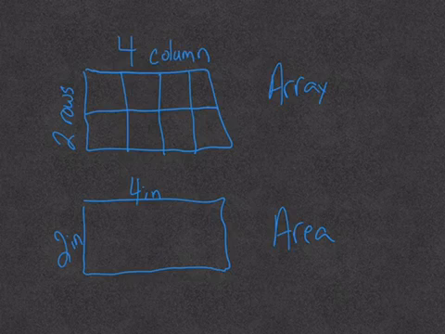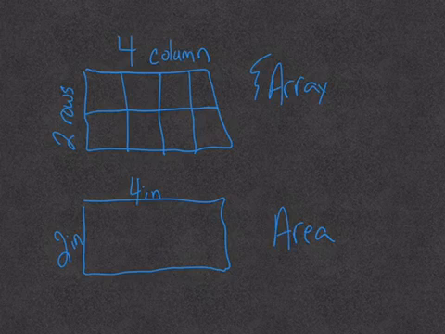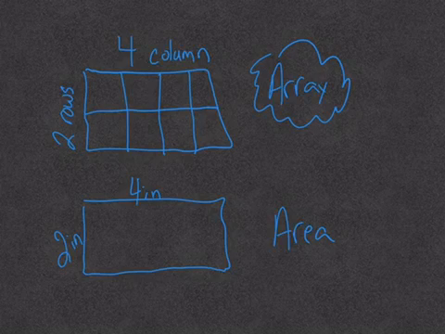So as you can see, we have a couple new vocab words, which is array. An array looks like a rectangle, but what I have done is I said this rectangle is put into 4 columns and 2 rows. Those boxes inside the rectangle make this an array. An array is connected squares.